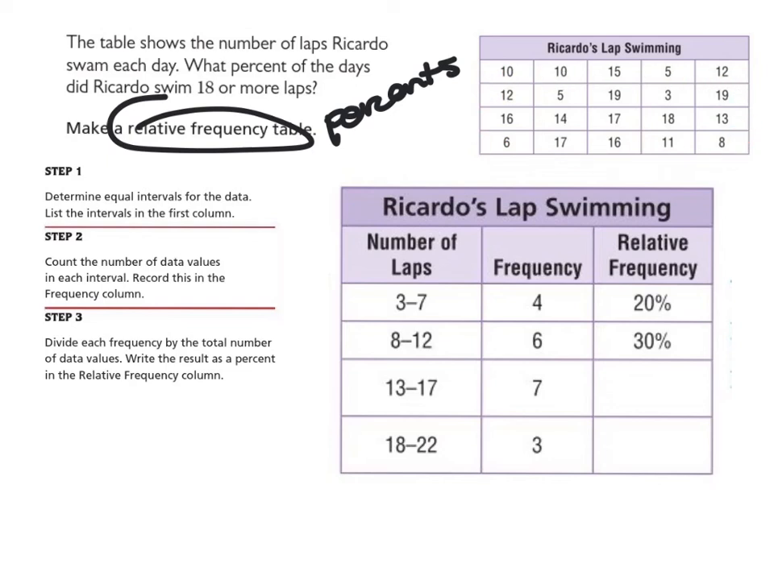So what they did is they said, how many days did he swim in total? What was the whole number of days he swam? And if we count all of our data, we should have 20 days that he swam. So that's going to be our denominator, 20.